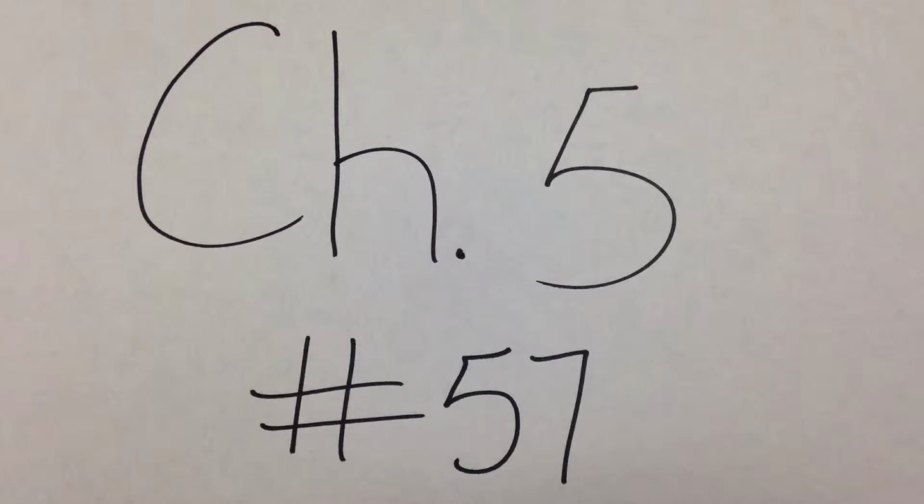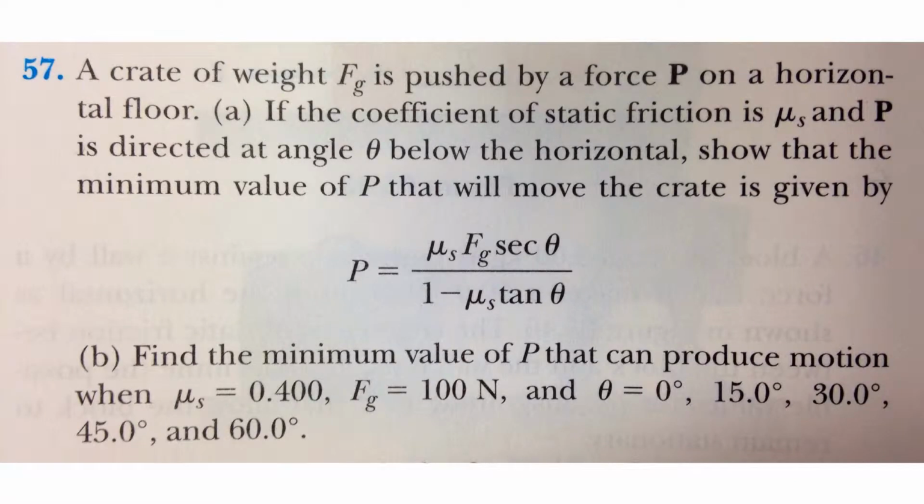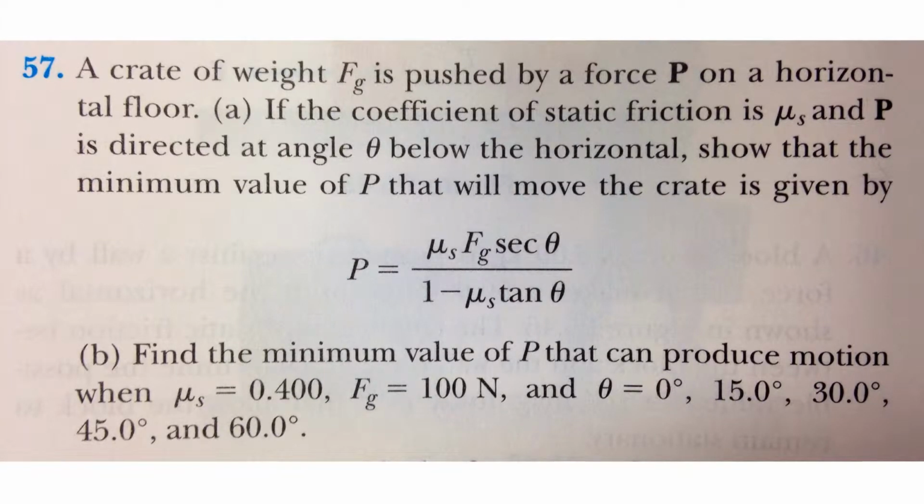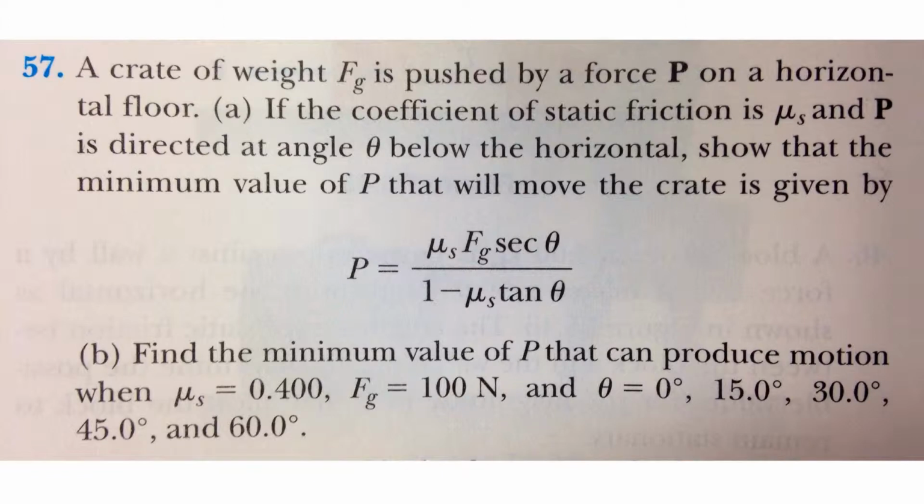Okay, so this is chapter 5, number 57, and the problem says a crate of weight Fg is pushed by a force P on a horizontal floor. A, if the coefficient of static friction is mu s and P is directed at angle theta below the horizontal, show that the minimum value of P that will move the crate is given by the formula P equals mu sub s Fg secant theta over 1 minus mu sub s tangent theta.